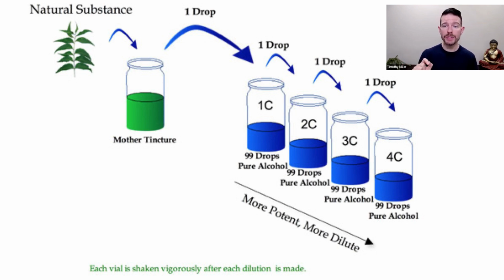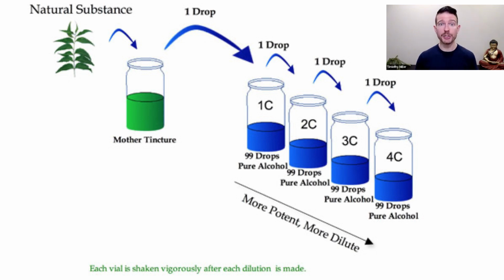Now, if we want to take it to a 2C, we take one drop of the 1C, and then we put it in 99 drops of water/alcohol. We put that in there. We then succuss it again. At that point, we now have a 2C remedy, okay? We take one drop of the 2C remedy, put it in with 99 drops water/alcohol. We succuss it again. We now have a 3C remedy. We take one drop of the 3C remedy, we put it in 99 drops of water/alcohol, we succuss it again, we now have a 4C remedy, okay? So you can go on and on and on forever if you want, okay?